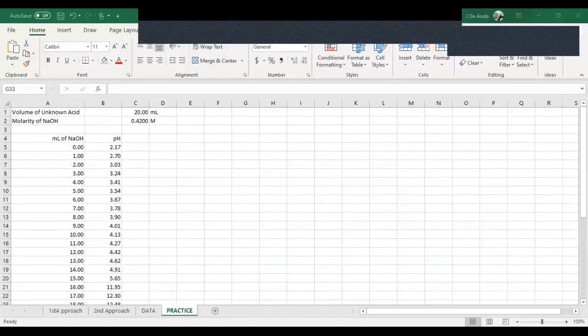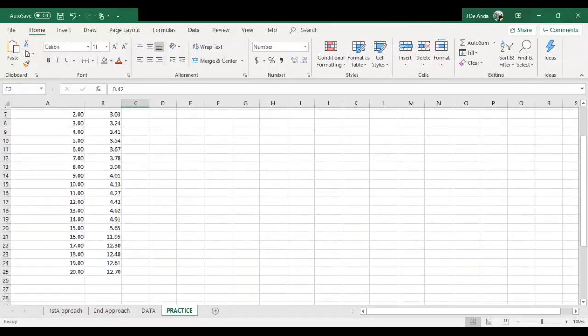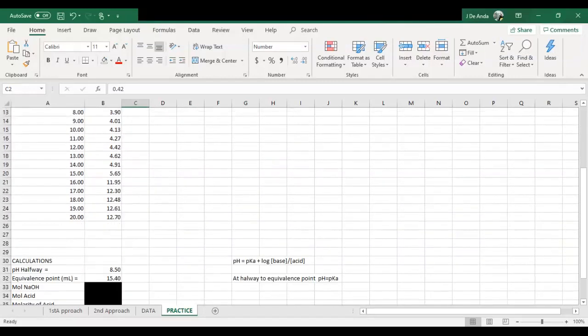Okay, so we are going to set up this chart here. So I'm going to go back to Excel here. I have my Excel spreadsheet here, and what I did here was I copied the data. I put in here the volume of the unknown acid, the molarity of the NaOH, and then all of these different values in here.